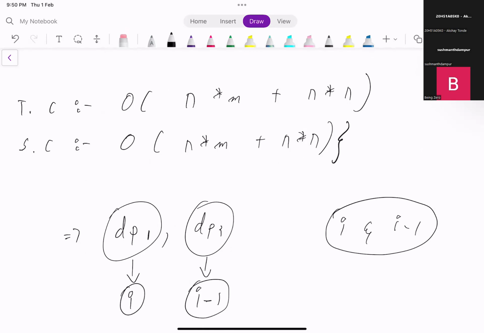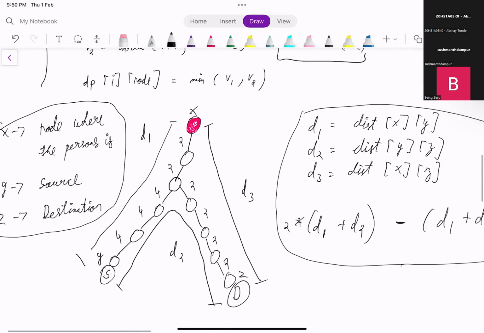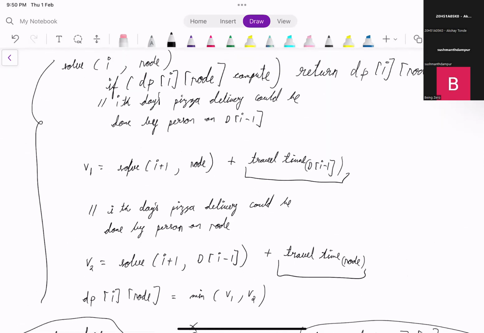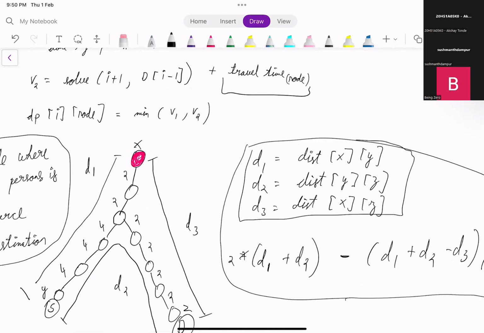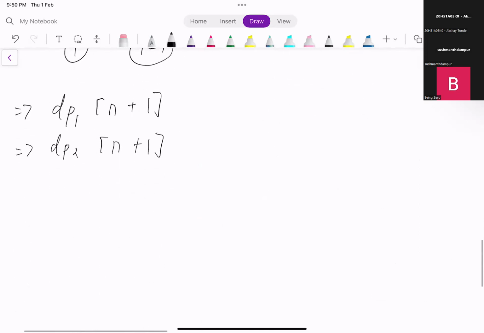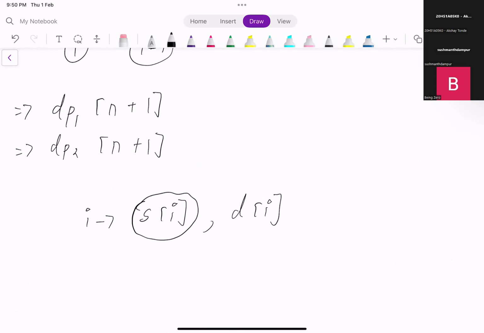So to optimize this, we can observe that when we are at i plus 1, if we look at the dependencies to calculate travel time, we only use distance. So when we are at the ith node, we have source of i and destination of i, right? It is sufficient to find out all distances from source of i to all other nodes and all distances from destination of i to all other nodes.